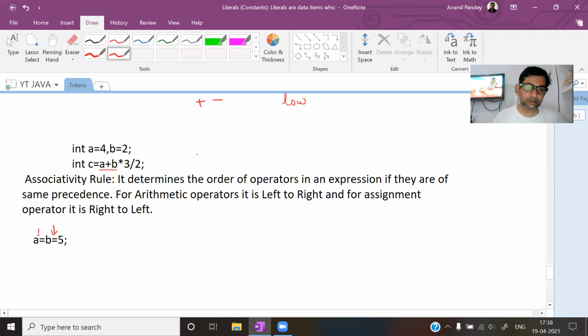After this operator will work. Means we'll move from right to left, and whichever comes first will be evaluated first. So it will work like this. पहले ये operator काम करेगा right to left. पहले 5 will be stored into B. पहले ये operator काम करेगा, तब ये operator काम करेगा. And the value of B will be stored into A. Okay. So knowing the associativity rule for the arithmetic operators and for assignment operator will be enough for us, for class 9, 10, 11, 12, for our level.